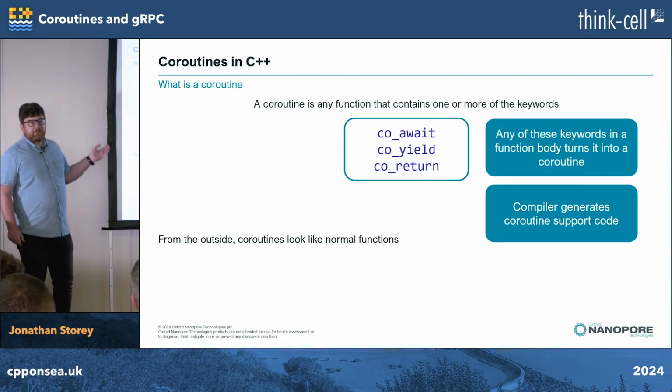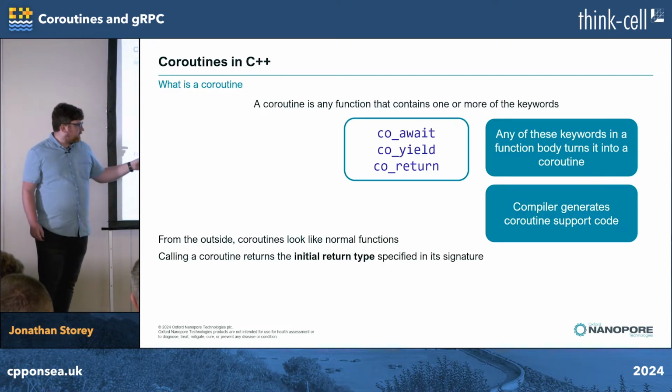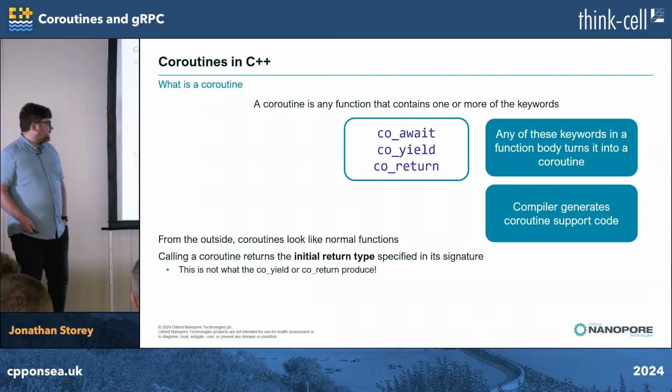From the outside, if you look at the function signature of a coroutine, you can't tell the difference between a coroutine and a normal function. It's got a return type, just as ever. You don't have to put special keywords around it when you call the coroutine. And calling a coroutine returns the initial return type that's specified in its signature. This initial return type defines the behavior of the coroutine, but it's not necessarily related to what co_yield or co_return produce.